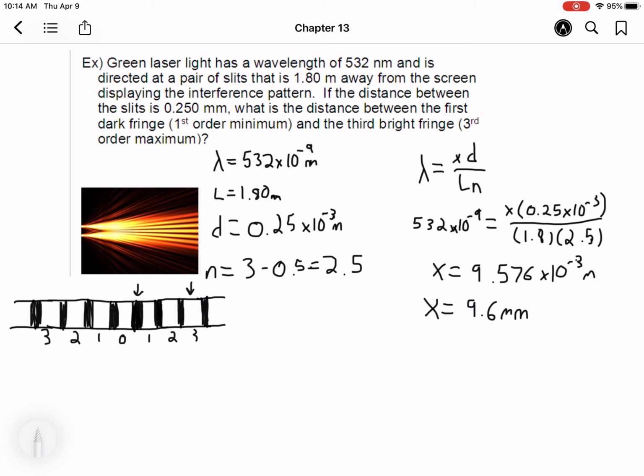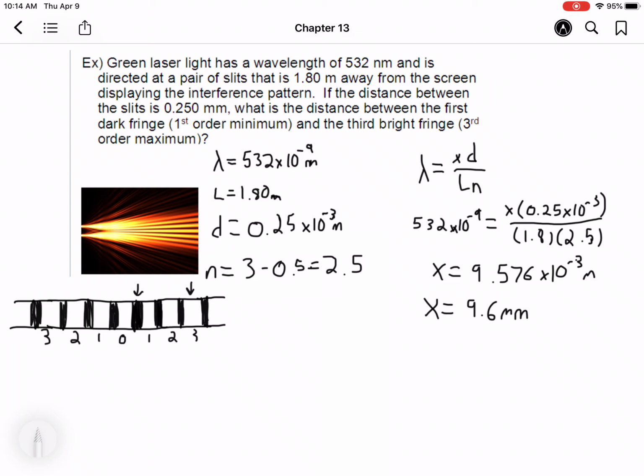All right, what's the distance between the first dark fringe and the third bright fringe? Now, there are a couple of different ways you can do it. You could solve for the third bright and then the dark, and then subtract them to get the difference. Or what you can actually do is just take the n values and subtract them immediately. That n value is going to work if you subtract them immediately.